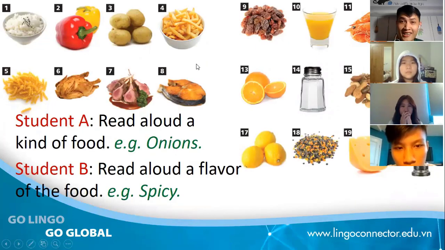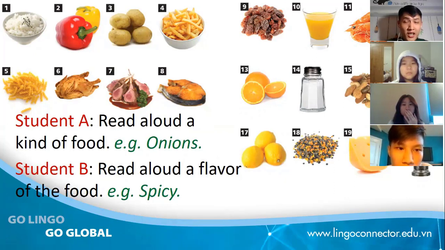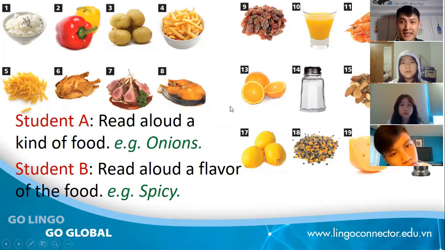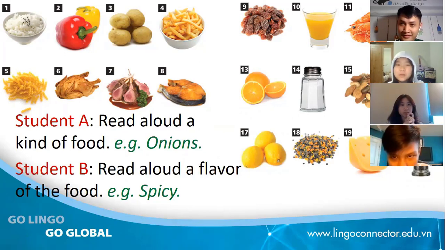Now I have a game. So Hannah, you can think about any kind of food in your mind. But if you can't think of anything, you can have a look at these pictures and say aloud the name of the food, and another friend will have to make guesses about the flavor. One flavor is enough. So Hannah, go ahead. Grapes. Okay. Andy? It's hard to say.